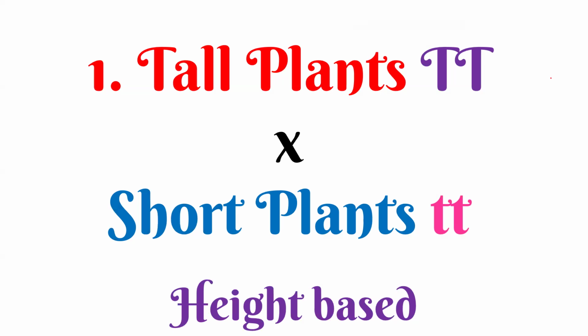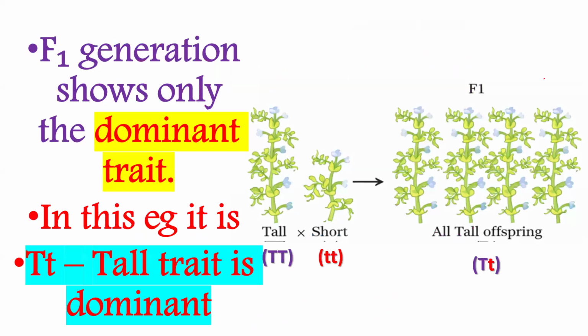Now, the first experiment was tall plants versus short plants, based on height. First he crossed TT tall and tt short. So what was the F1 generation? In the F1 generation, there was a capital T and small t. Capital T is the dominant trait, and small t is the recessive trait.